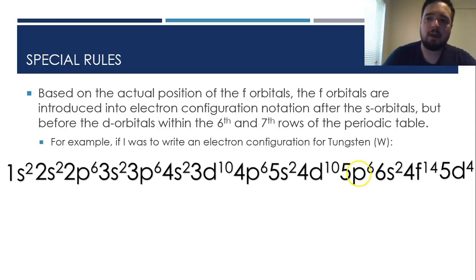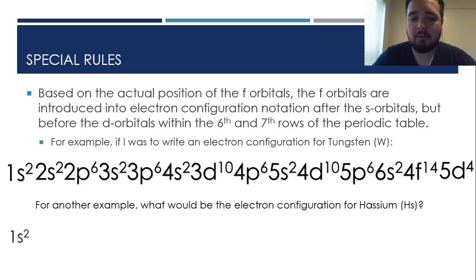But as I read across the periodic table, I'm going to do my 2s's, my 2p's, my 3s's, my 3p's. I'll do my 4s's, jump down to my 3d, jump back up to my 4p, 5s, jump down to my 4d, up to my 5p, and then I get to 6s. And we know that the 4f row is in between the 6s and the 5d. So it goes 6s2, then 4f14, and then you jump into the d's, which is 5d4.